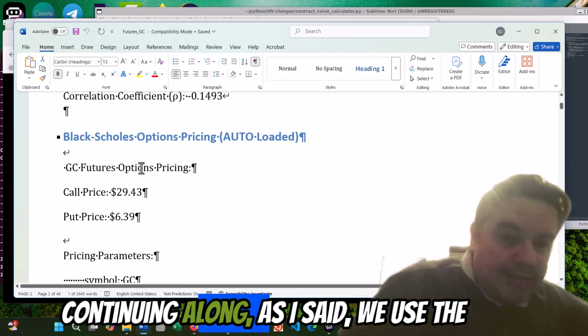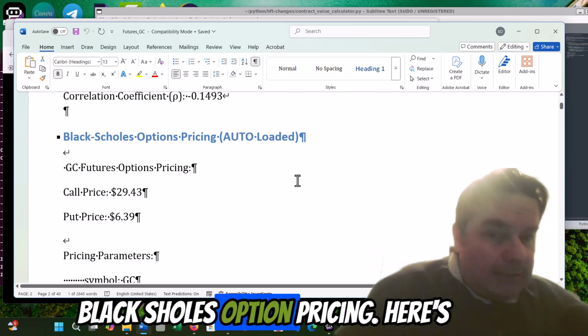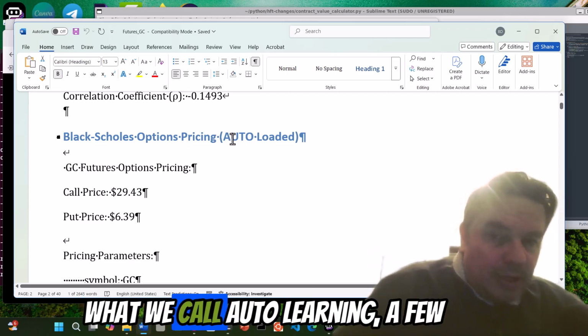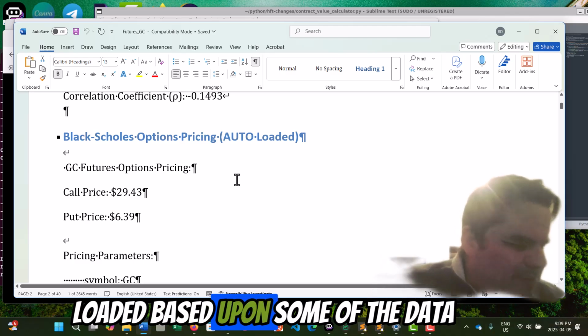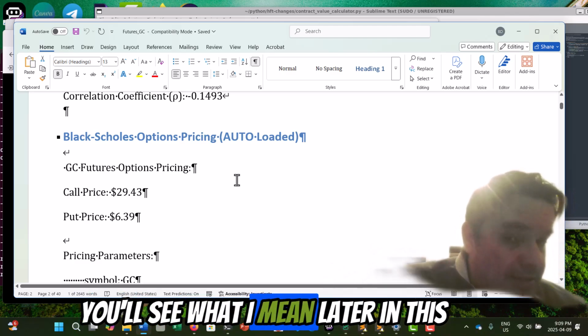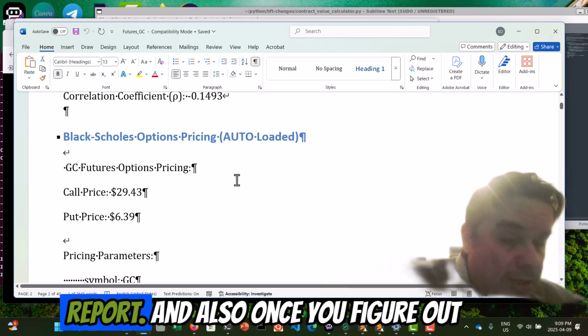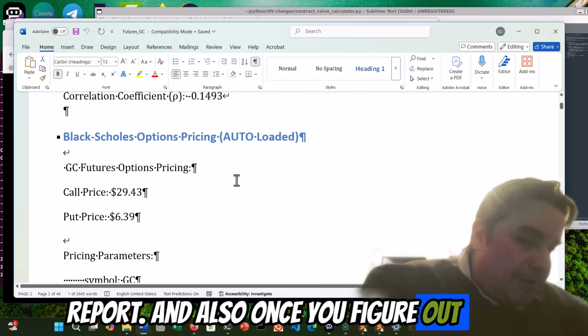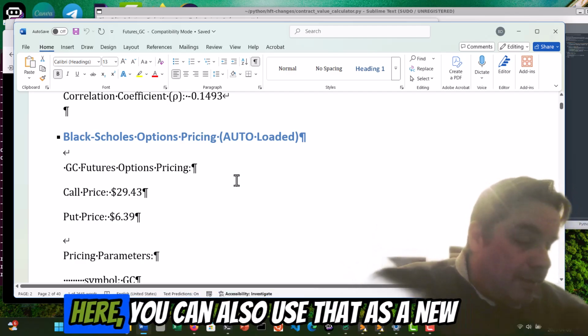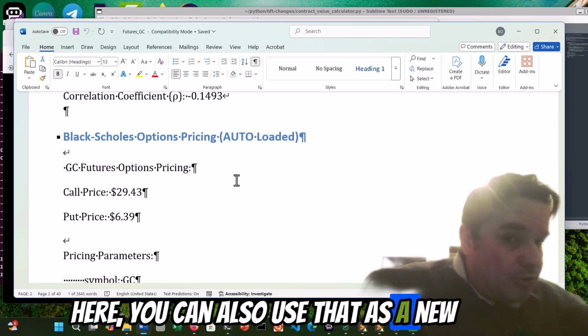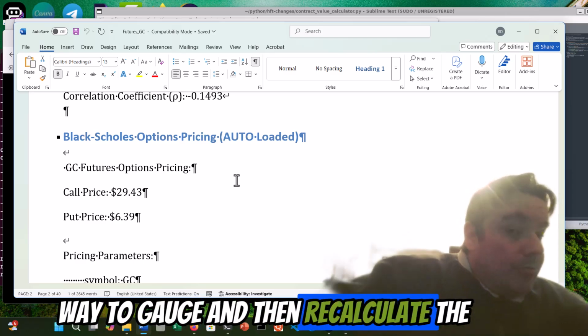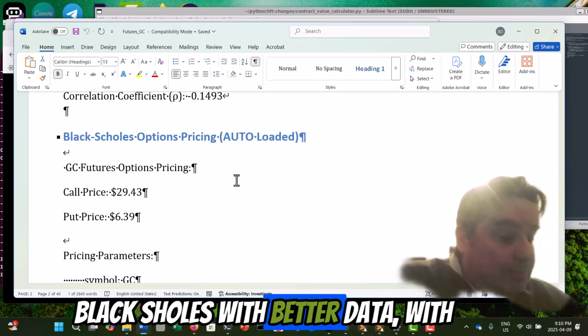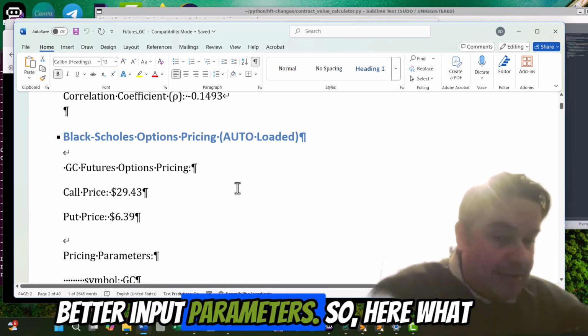So continuing along, as I said, we use the Black-Scholes option pricing. Here's what we call auto-loaded, preloaded based upon simulated data. You'll see what I mean later in this report. And also, once you figure out all the parameters that you're seeing here, you can also use that as a new way to gauge and then recalculate the Black-Scholes with better data, with better input parameters.